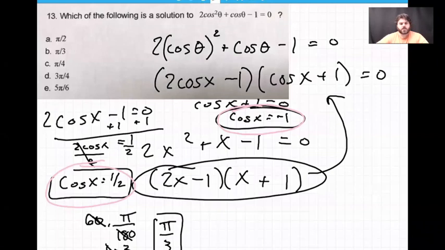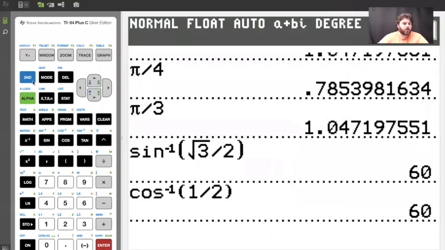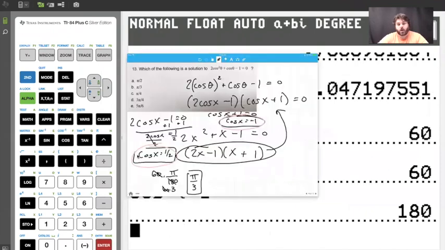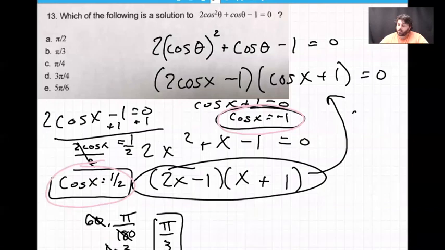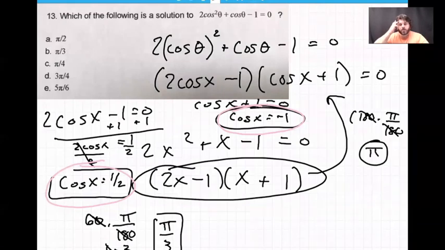Over here, when is the cosine equal to negative 1? Again, I can do inverse cosine of negative 1, and it's going to tell me that it happens at 180. If you're good with your trig, you'll know that already. So 180 degrees, remember, we can multiply by pi over 180 to really calculate what that is, and that's pi radians. There we go. So pi and pi over 3 are 2 of my solutions. So I see pi over 3, and that's one of them, so that one works.